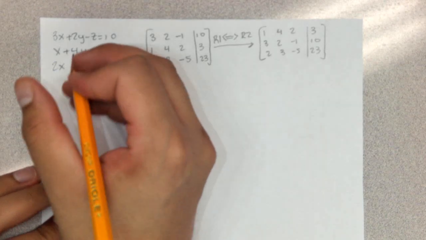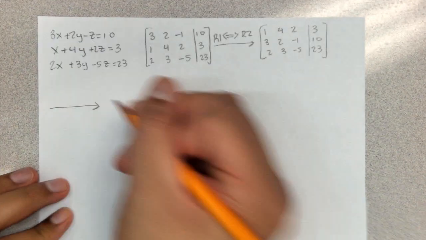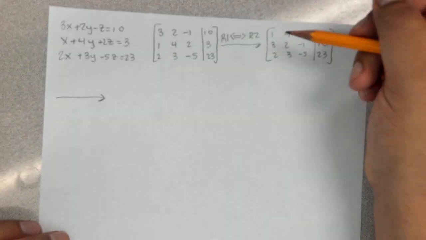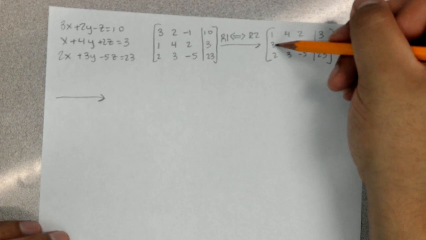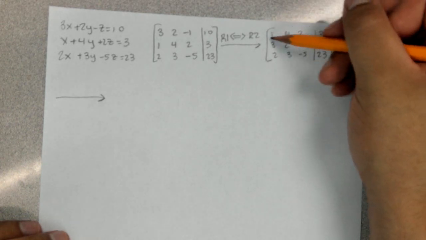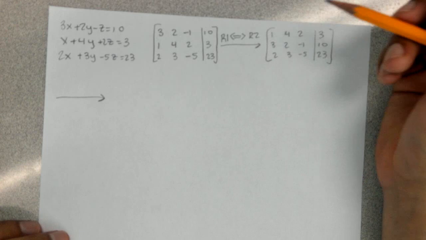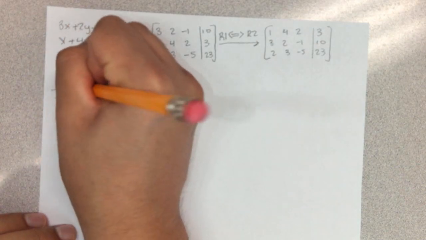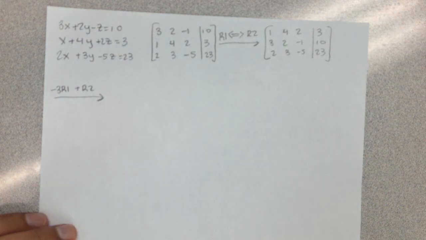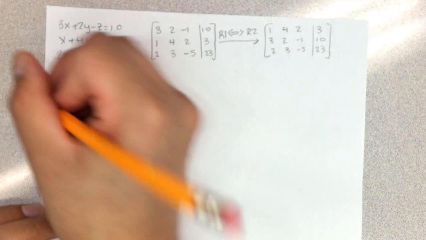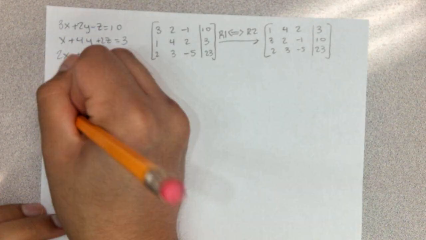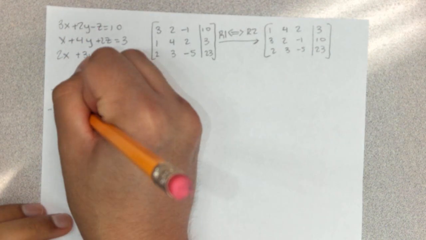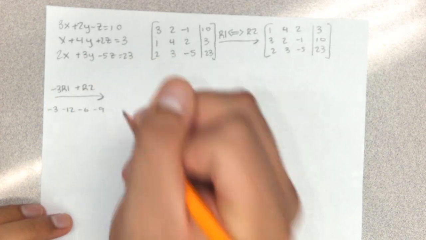Alright, so now I'm going to move on to the next operation. We have the 1 here. Now we have to make this number 3 into a 0. So I'm going to use this first row. Since we have a 1 here, let's multiply that first row by negative 3 and then add it to the second row to get a new second row. So let's multiply the first row by negative 3. That's going to give us negative 3, negative 12, negative 6, negative 9.